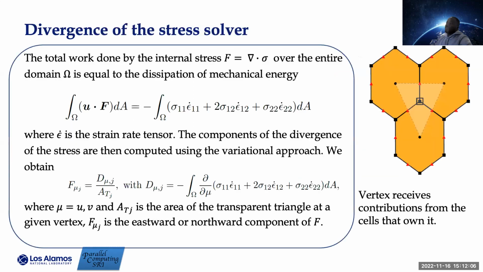But before going further, we need a broader view of what the divergence of stress is and how we compute it. The total work done by the internal stress of the sea ice is equal to the dissipation of mechanical energy over a given domain. For a given domain omega, the total work done by the divergence of stress is equal to the dissipation of mechanical energy, and that is described by the first integral equation.